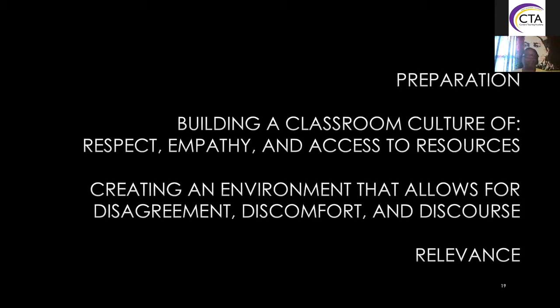Next, we have to build that classroom culture that is respect, empathy, and equal access to resources. We have to create an environment that allows for disagreement. I'm not talking about fallout, drag-out arguments. I am talking about you and I have a difference of opinion of how we have interpreted the facts.